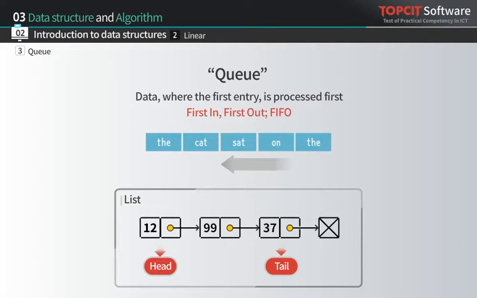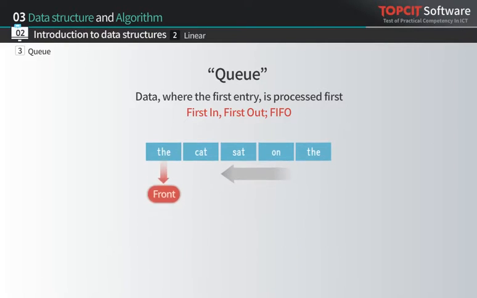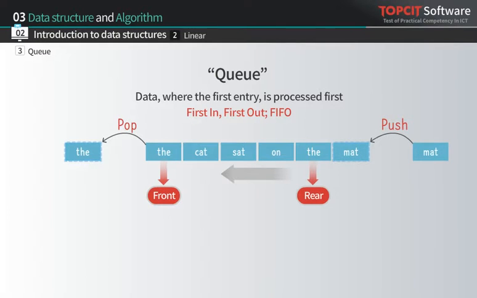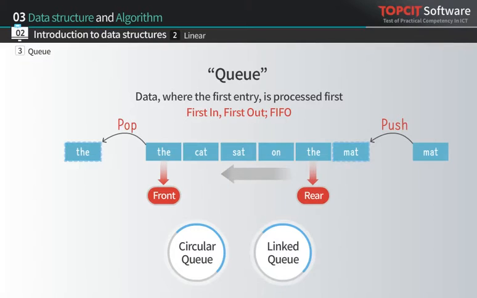In the list, we call the first node the head and the rear node the tail. In the queue, the elements at the front are the head, and the element at the back is the tail. And because the queue has the FIFO structure, removal is made at the head, and insertion is done at the tail. The queue has kinds such as the circular queue and the linked queue. Let's take a closer look at them.